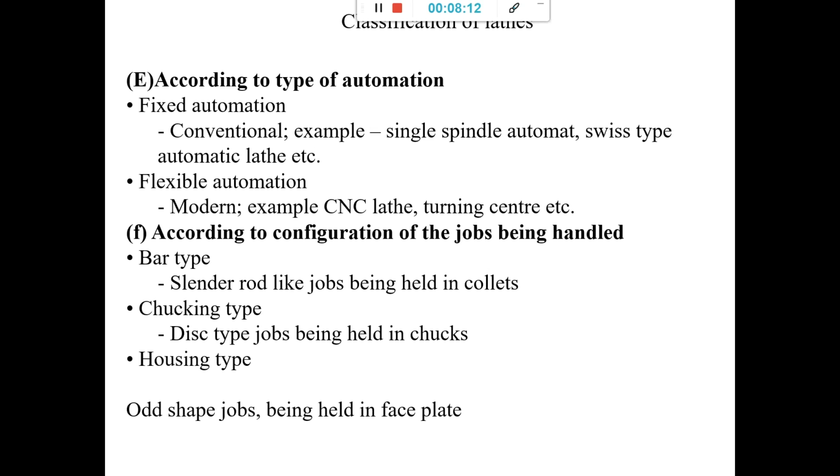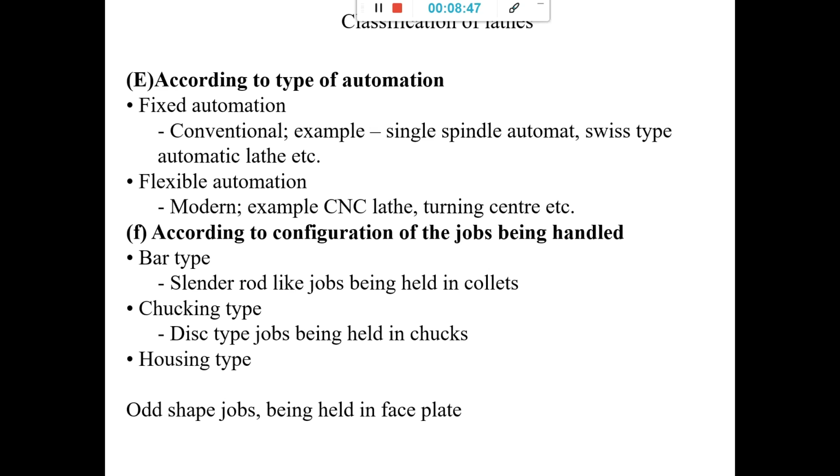According to the type of automation, the lathe can be distinguished into two. First one is fixed automation, that means the conventional lathe. The examples are single spindle automat, swiss type automatic lathe, etc. And flexible automation. In flexible automation, the examples are the modern technique or the CNC technique. So examples are CNC lathe, turning center, etc.